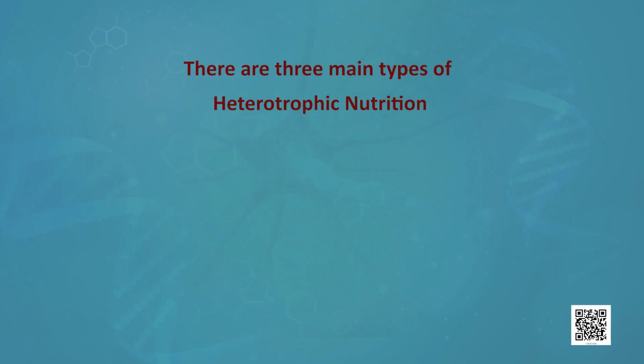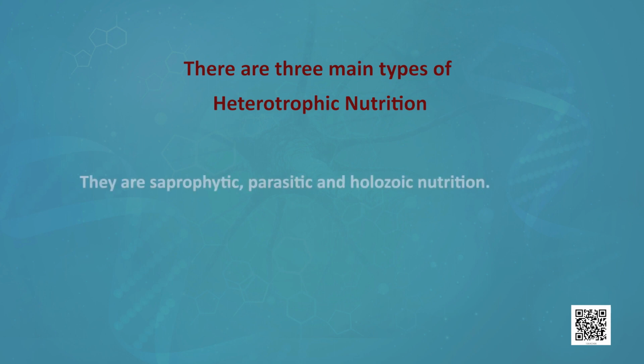So far, we have discussed how autotrophic nutrition takes place in plants. Do you have any idea about how heterotrophic nutrition takes place in living organisms? There are three main types of heterotrophic nutrition. They are saprophytic, parasitic and holozoic nutrition.